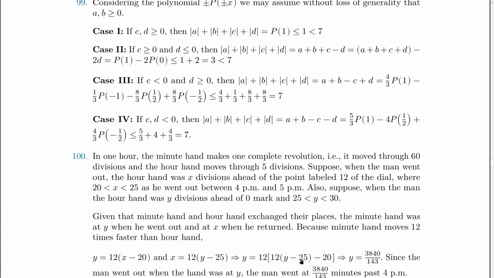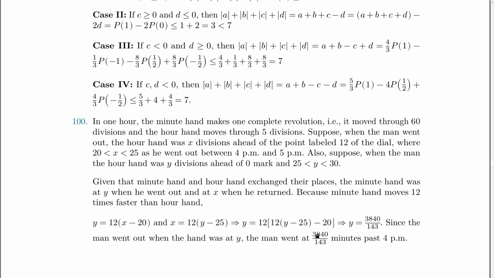We solve them and we get y as 3840 by 143. Since the man went out when the minute hand was at y, the man went out at 3840 by 143 minutes past 4 p.m. So with this, we come to the end of this video, and I hope that you have found this video useful and informative.